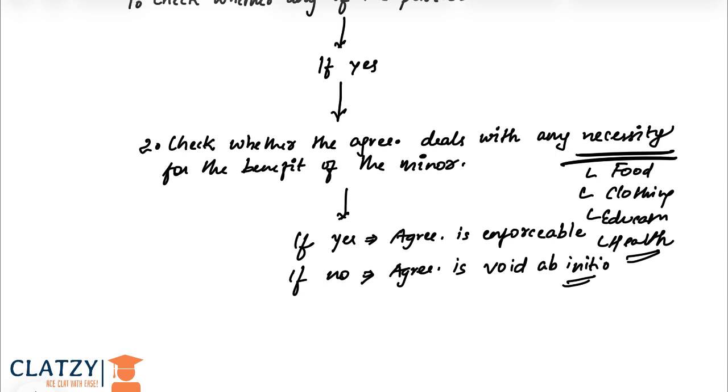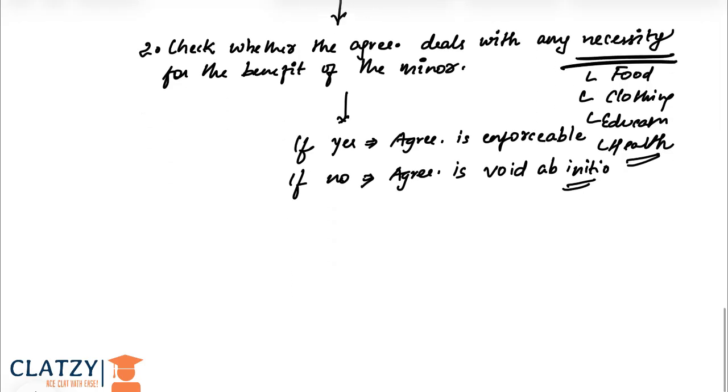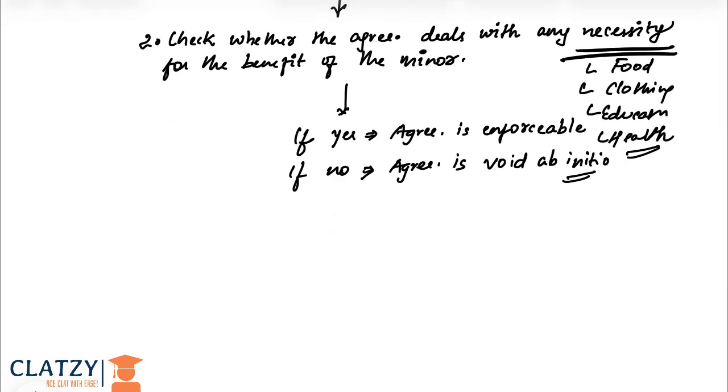But suppose somebody enters into an agreement with a minor for selling an iPhone. Is iPhone a necessity? The answer is no. iPhone is not a necessity. All right. Therefore, that agreement will be void ab initio. So just think of necessity as the bare minimum things or the reasonable things that are required for the minor to live a reasonable or a standard quality of life. All right. That will be a necessity for the minor, for the benefit of the minor.